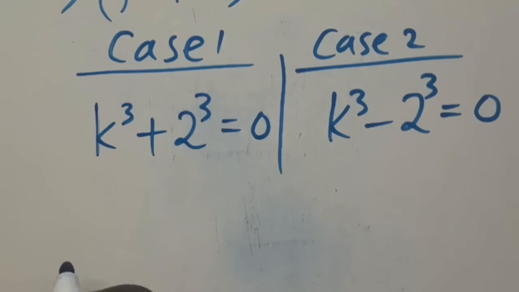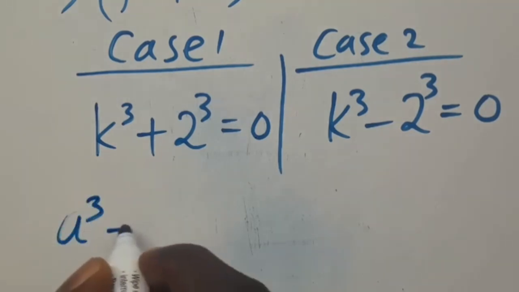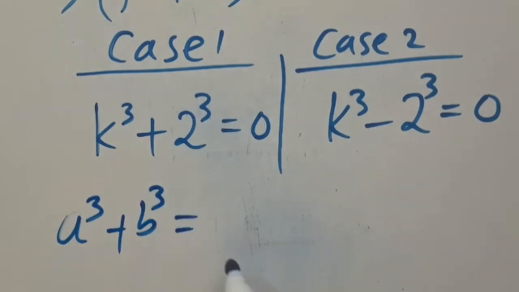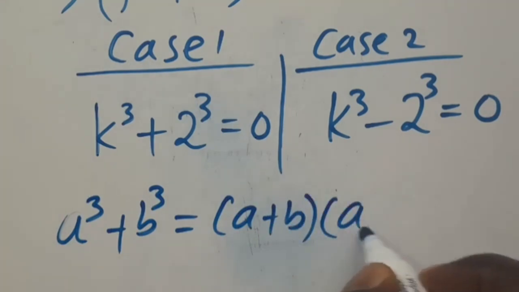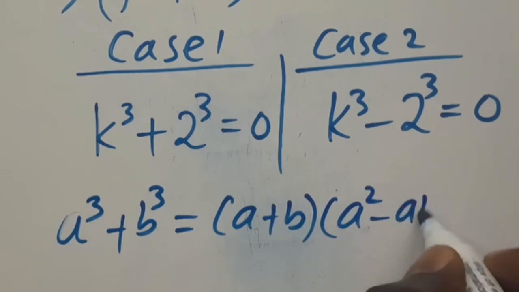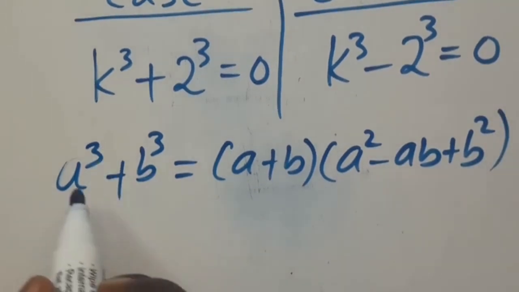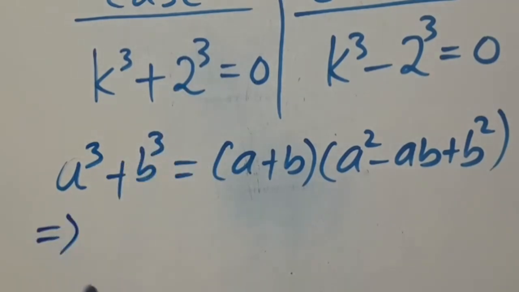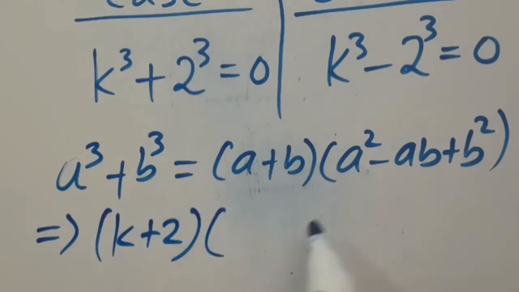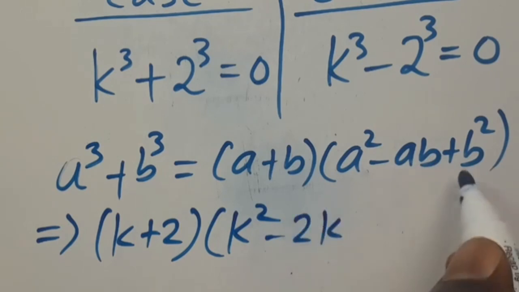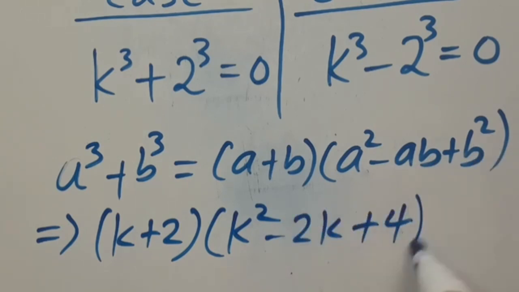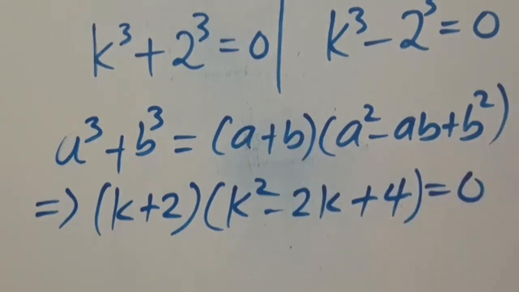When you have a to the power of 3 plus b to the power of 3, it always equals a plus b, all in brackets, multiplied by a square minus ab plus b square. So where we have our a to be k, our b to be 2, this implies we have k plus 2, all in brackets, then a square will be k square, minus ab will be 2k, plus b square will be 2 square, which is 4. Then we set everything to be equal to 0.